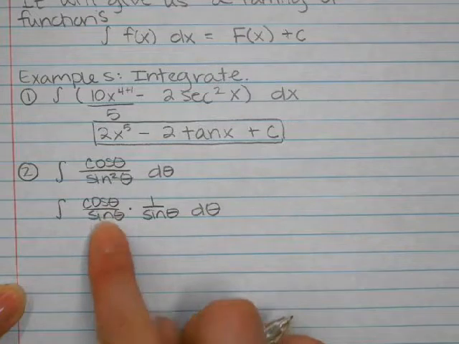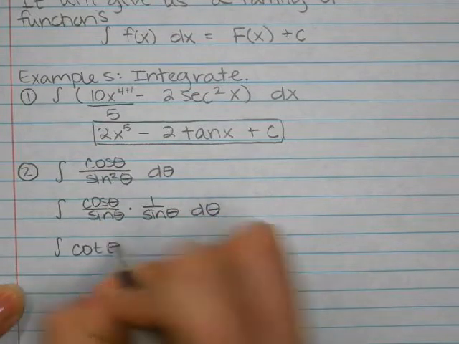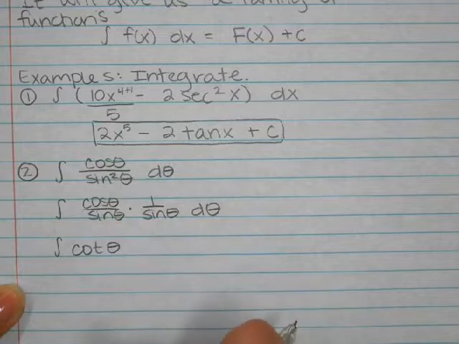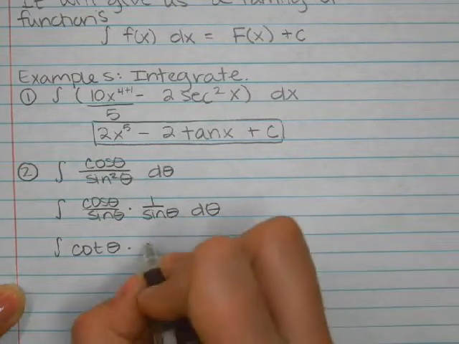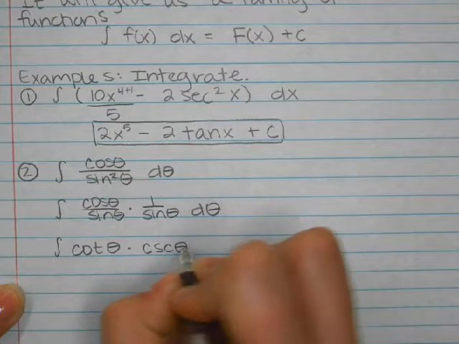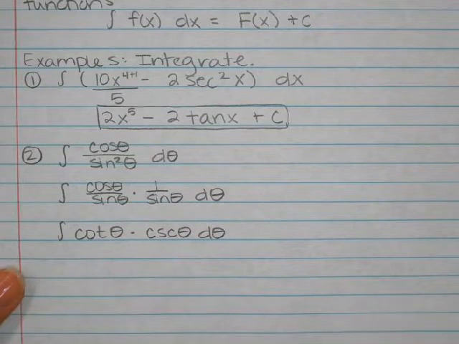Now I know that cos over sine is cotangent. So now I've taken something that was a fraction and written it as something that is not a fraction. And I know that 1 over sine theta is cosecant theta. It looks like that might be a problem as well, just because this now looks like a product rule and we can't do that with antiderivatives.